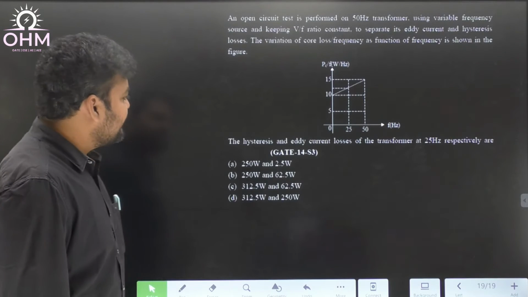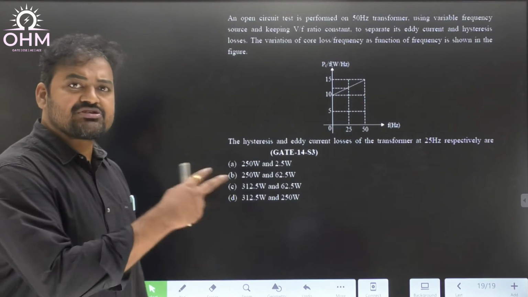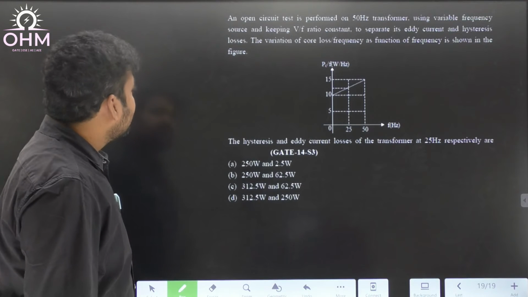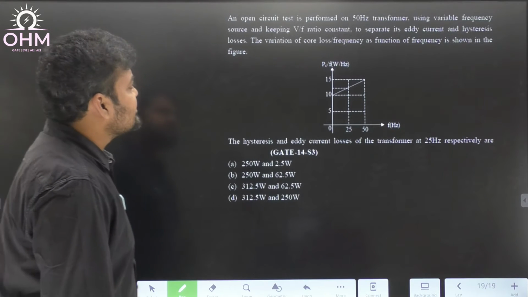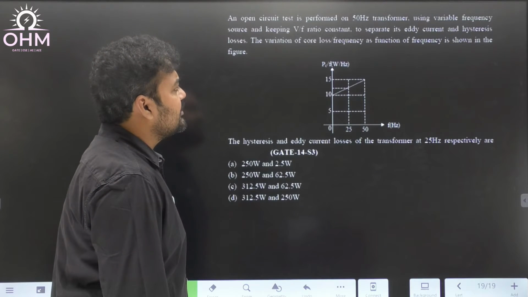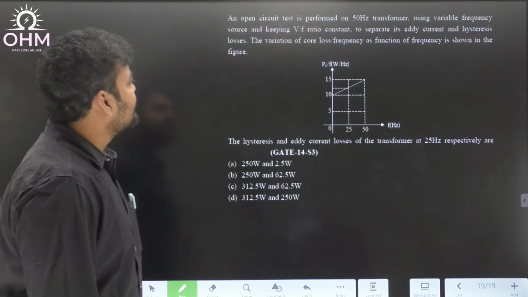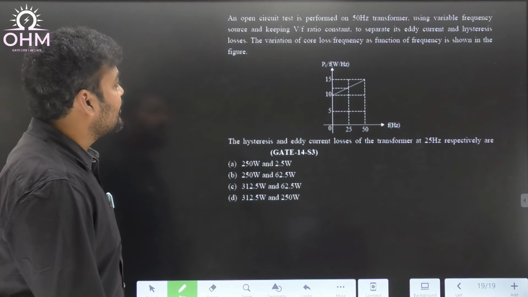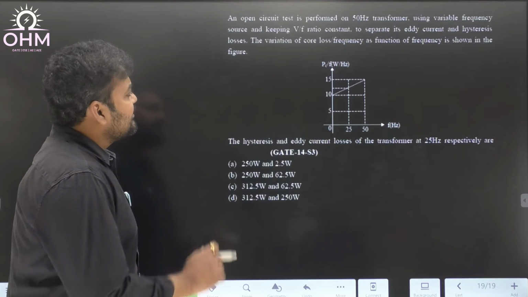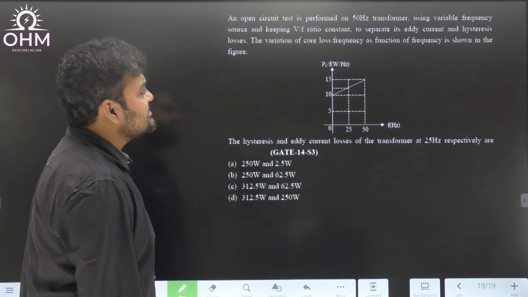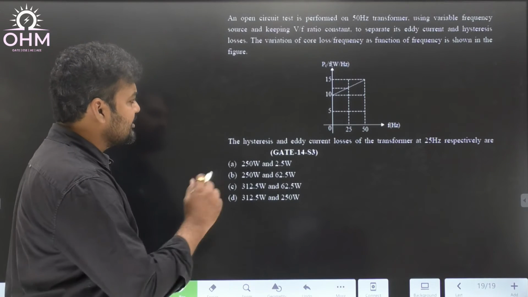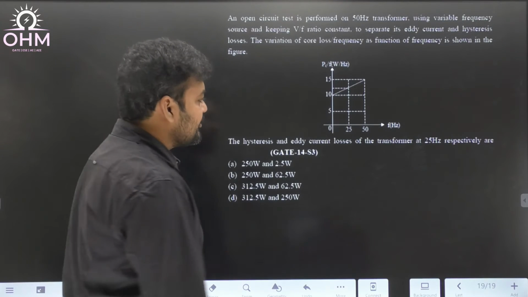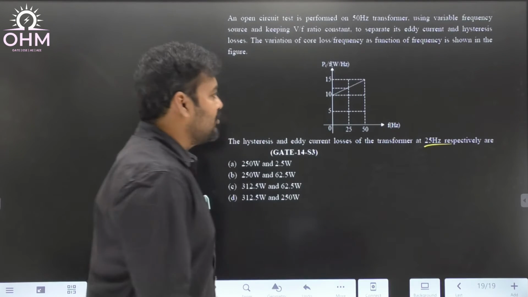This is also a question given in the GATE 2014 paper. The previous two questions are also from the GATE 2014 paper only. So read the problem. Yes. An open circuit test is performed on a 50 Hz transformer using a variable frequency source, keeping V by F ratio constant, to separate its eddy current loss and hysteresis loss. The variation of core loss per frequency as a function of frequency is shown in the below figure. The hysteresis loss and eddy current loss of the transformer at 25 Hz respectively are how much?